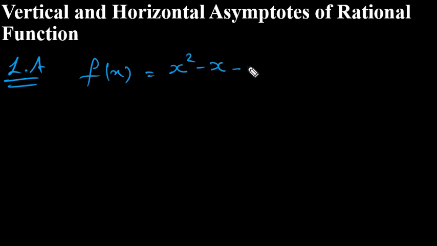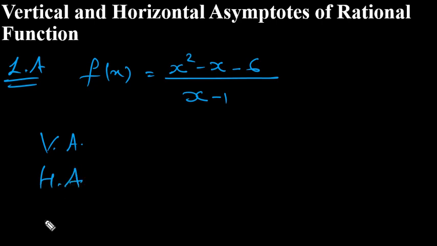Okay, and let's say question number 1 is f of x equals x square minus x minus 6 divided by x minus 1. So you have to find the vertical asymptote, horizontal asymptote, and try to graph the function.